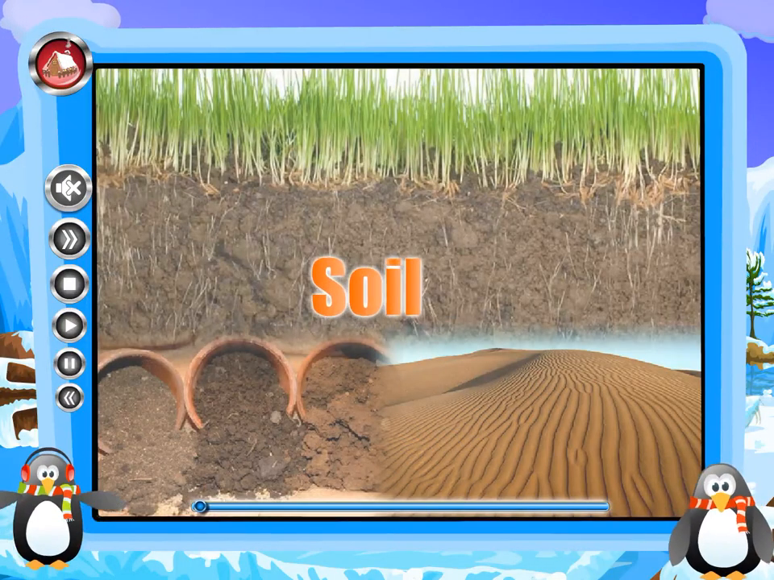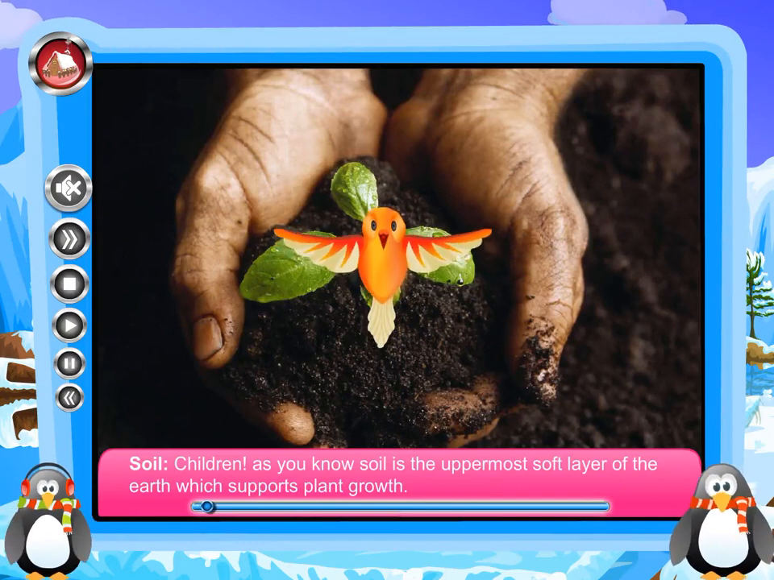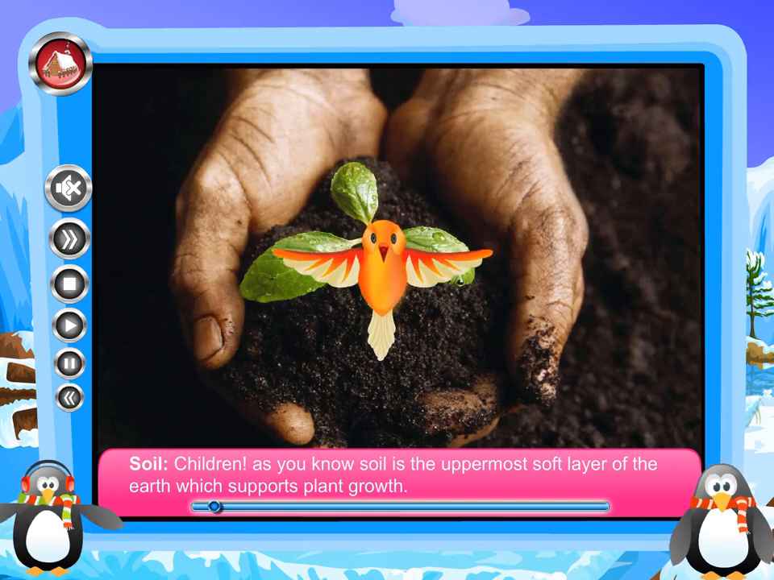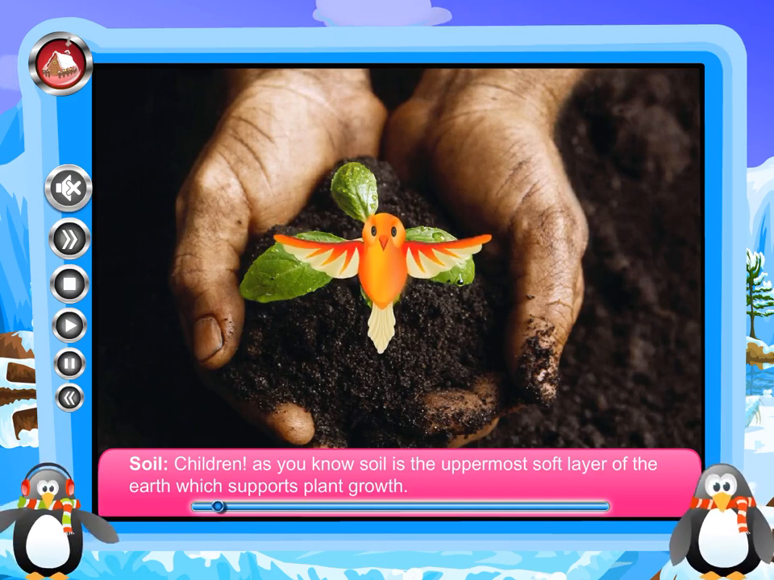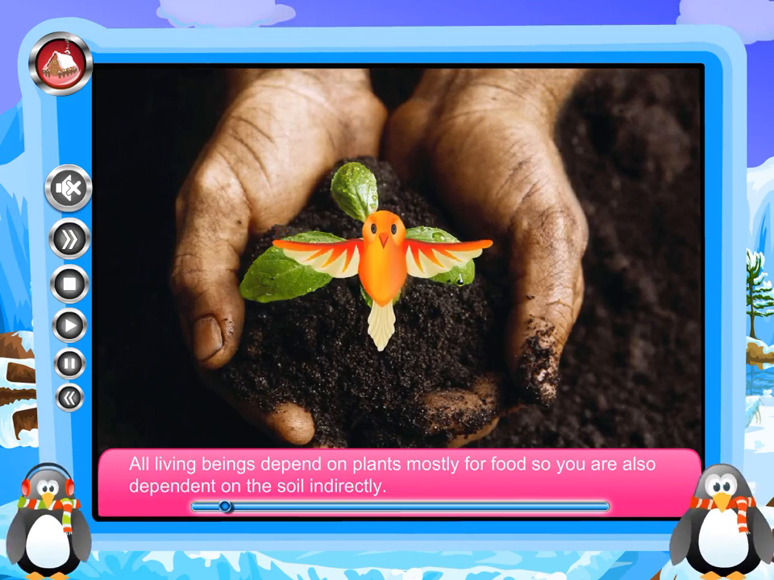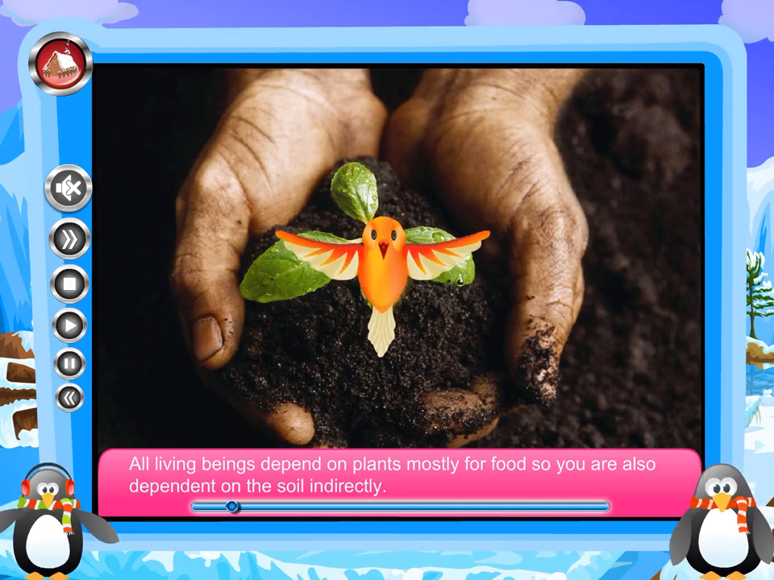Chapter 6. Soil. Soil. Children, as you know, soil is the uppermost soft layer of the earth which supports plant growth. All living beings depend on plants mostly for food, so you are also dependent on the soil indirectly.